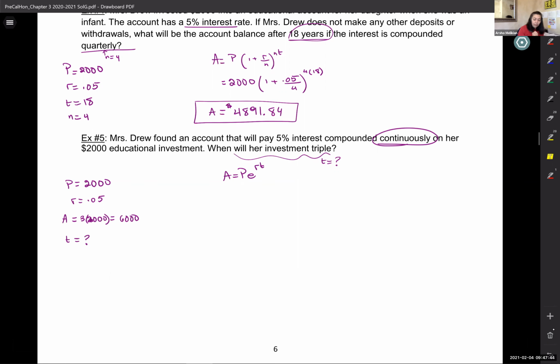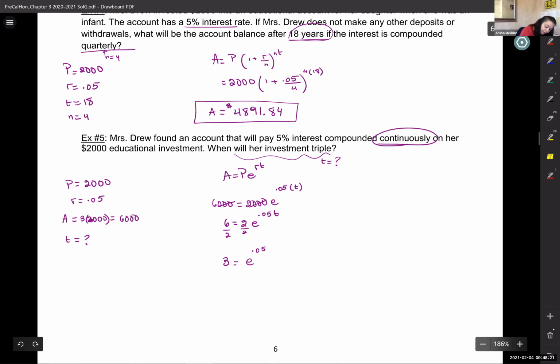Okay? So A, that's the final amount. We want that to be 6,000 equals 2,000 e to the 0.05 t. Okay, now we're going to cancel out equal numbers of zeros. So 6 is 2 e to the 0.05 t. Divide by 2. So 3 is e to the 0.05 t.